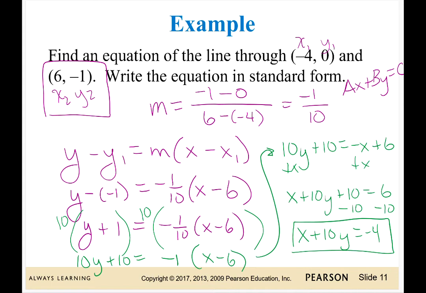Now there are many ways that you could come up with standard form. This is just one of the possibilities. I just don't like working with fractions in general, so I usually do this little trick a lot to get rid of all my fractions.